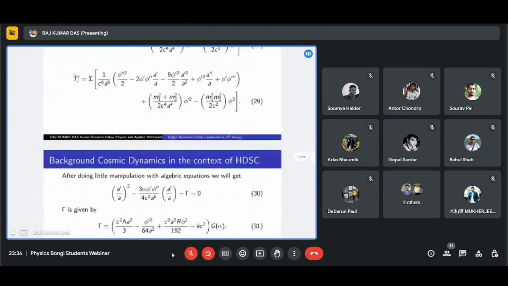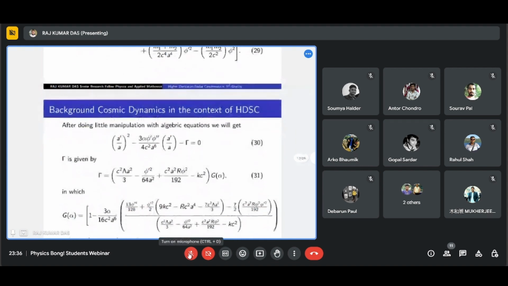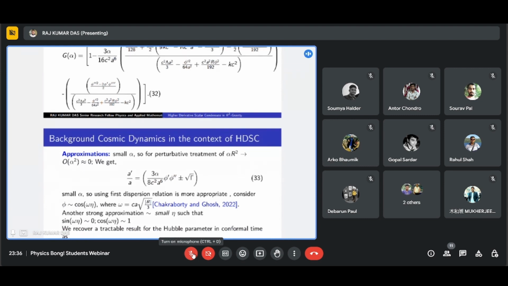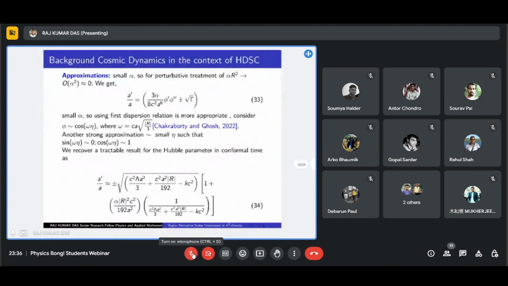Now you will plug this equation in, if you just manipulate it a little, you will get a quadratic type of relation in the background cosmic dynamics context. And if you try to solve this equation, you will get this type of equation, where this a prime by a is the Hubble parameter in the conformal time. This Hubble parameter, if you try to evaluate, you will put in the dispersion relation and you will get this result. So this is the derived Hubble parameter in the conformal time.